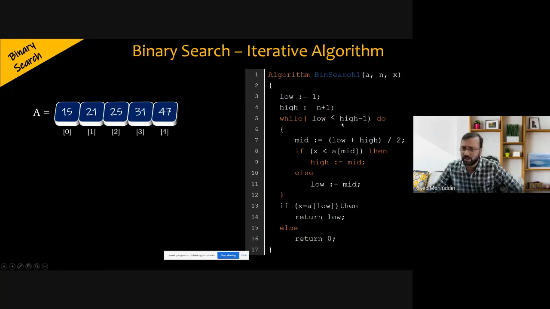It executes till that time. And then we try to check if x is equal to low. If it is low, that means we found that element at that low index and we return that low index. Else we return 0.